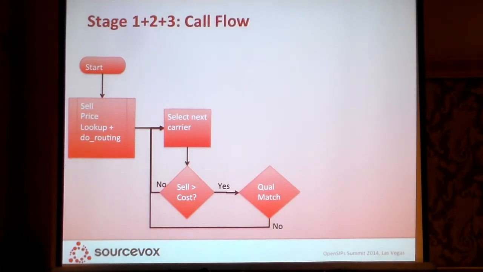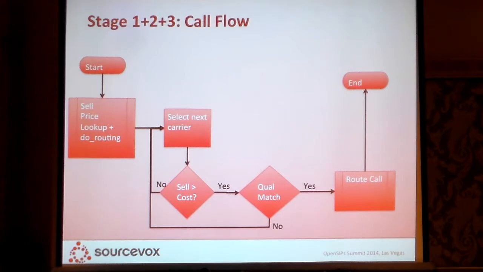If the next carrier succeeds, if the sell is greater than the cost price, then we can go with yes, and we'll try and do a quality match. If the quality of the carrier doesn't match, then we'll go and select the next carrier. So basically we keep iterating through the carriers until we find the carrier where the sell is greater than the cost and the quality is the desired quality. And when we get that, we'll route the call and away we go. So this is the logic for our new least cost routing scenario.